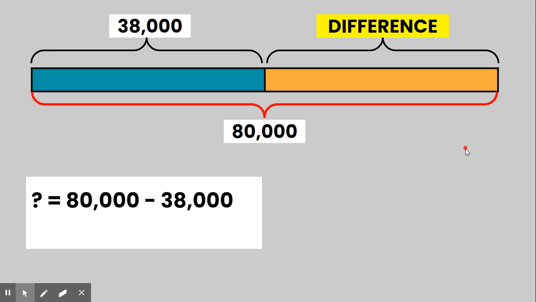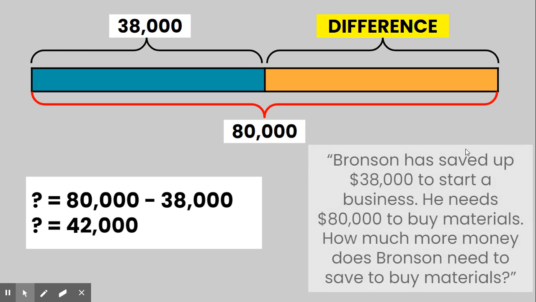Our mystery value is equal to 80,000 minus 38,000. That means our mystery value is equal to 42,000, or the difference in this bar model is equal to 42,000.